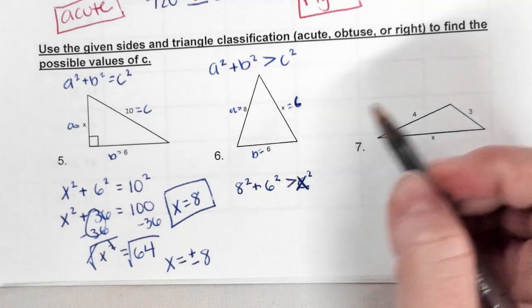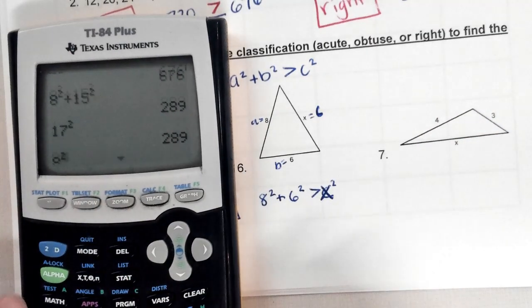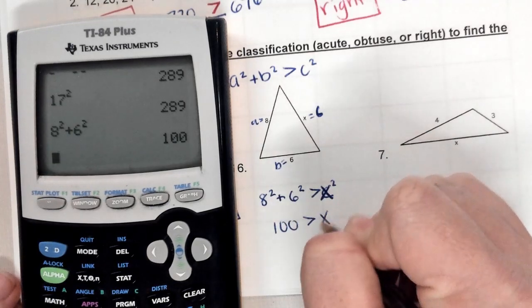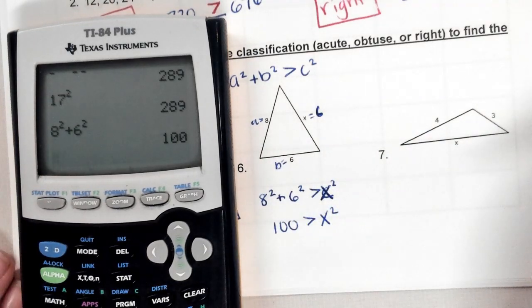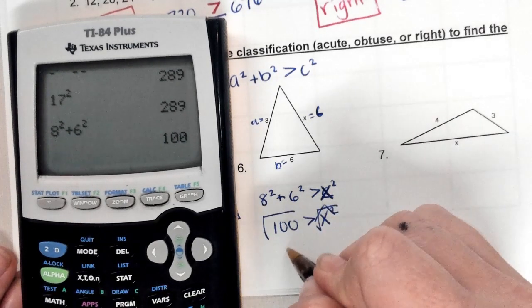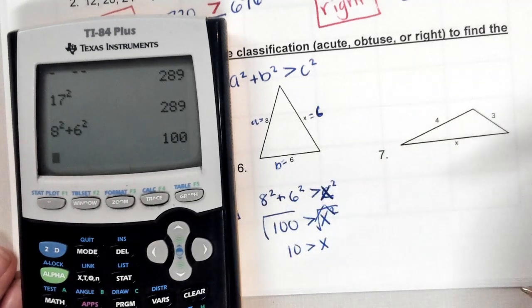So here, we can literally type that straight into our calculator. 8 squared plus 6 squared is 100 is greater than x squared. Now what? How do I solve for x? Square root. I have to square root both sides. And again, we're not worried about the negative, so we're just going to say 10 is greater than x.